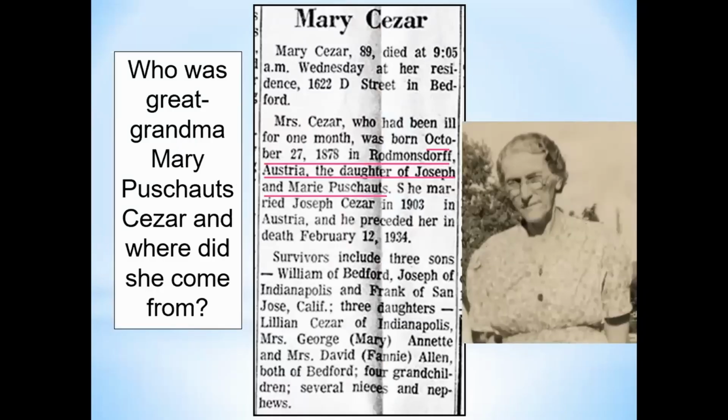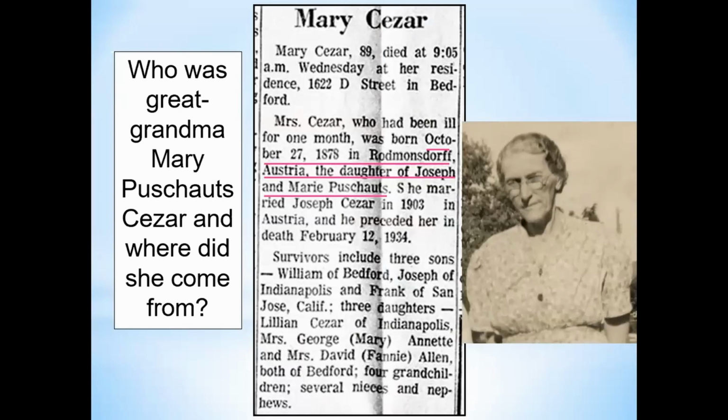Aunt Lil also produced the obituaries of her parents and some pictures of her parents. So these are my immigrant ancestors. This is my great-grandma, Mary. Her maiden name was Peschaut, and it was spelled in a lot of different ways in different records, and her married last name was Caesar. And in her obituary, we can see that it has a birth date, a birthplace, and who her parents were.